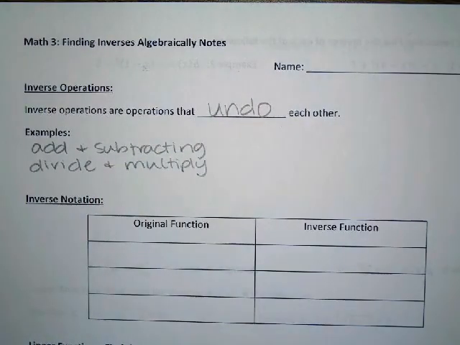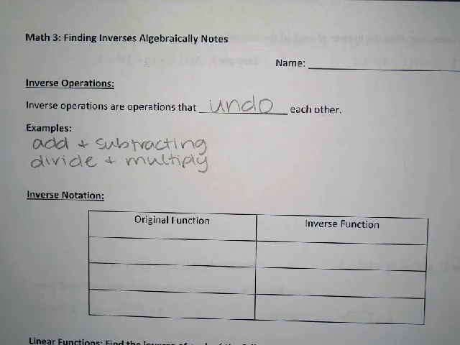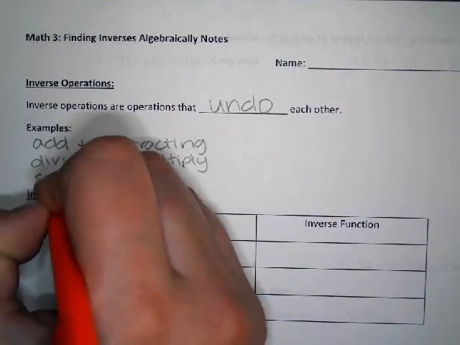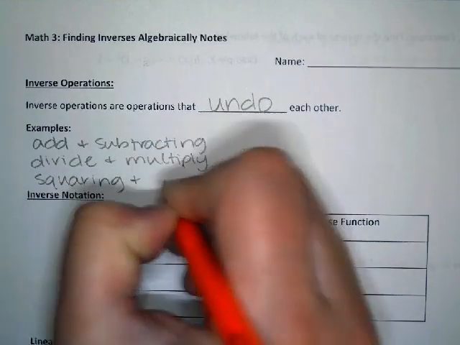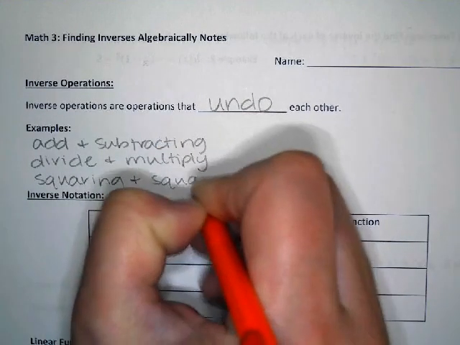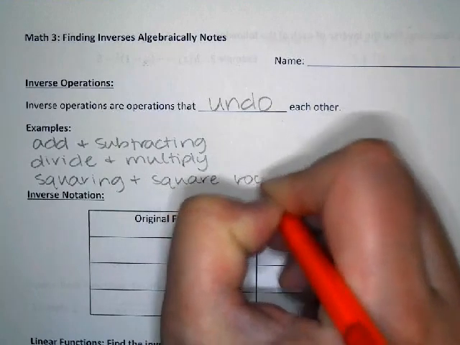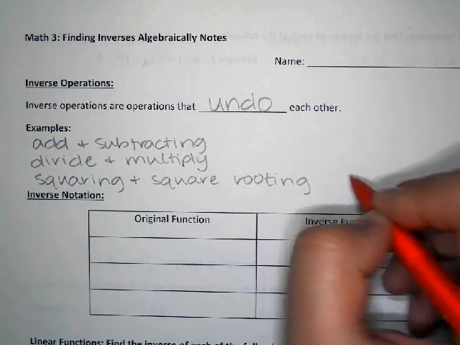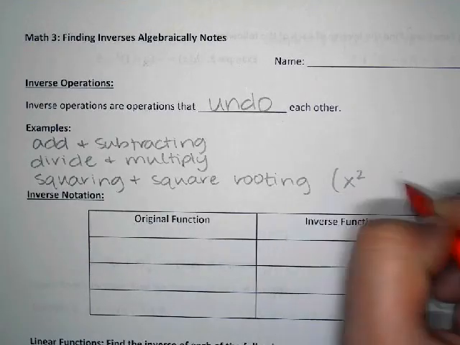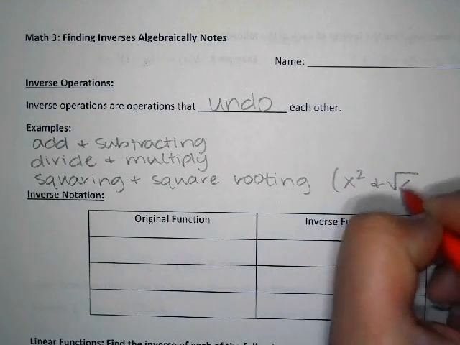Another example that you have probably seen is taking a number and putting an exponent of 2, squaring a number, and square rooting a number. So squaring and square rooting. I just drew the square root. Yep, you can draw it, that's fine. So you could say like x squared and square root, something like that if you want to draw it like that.